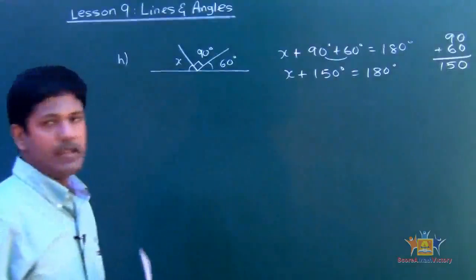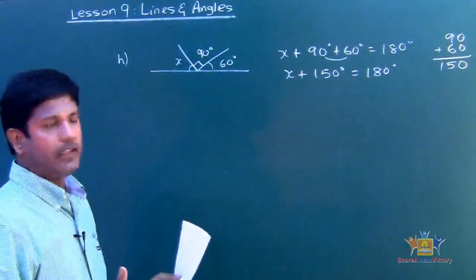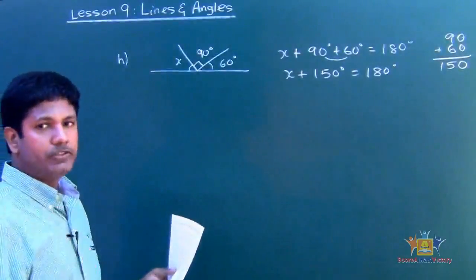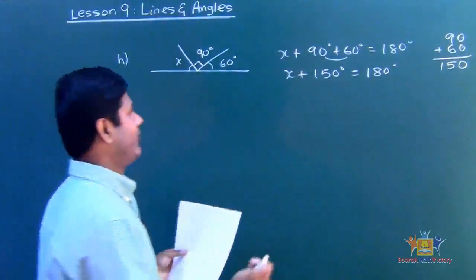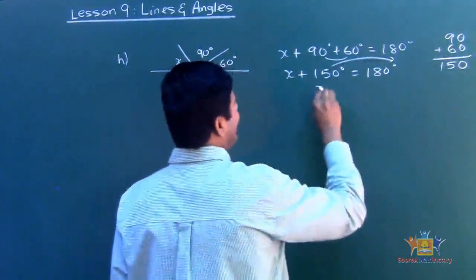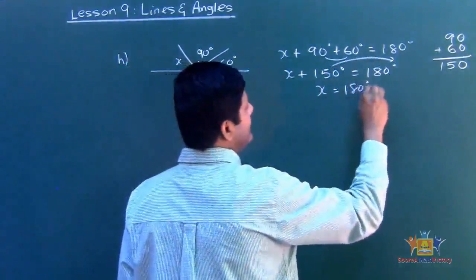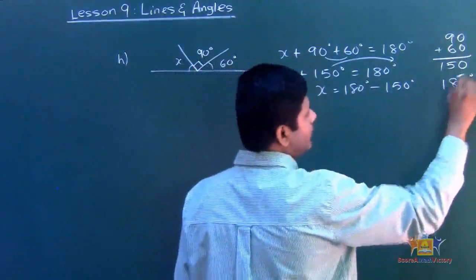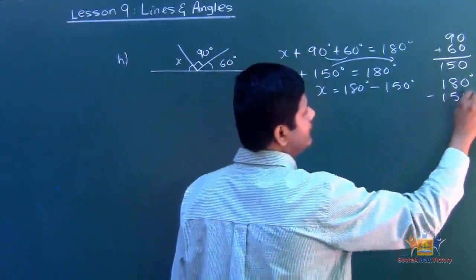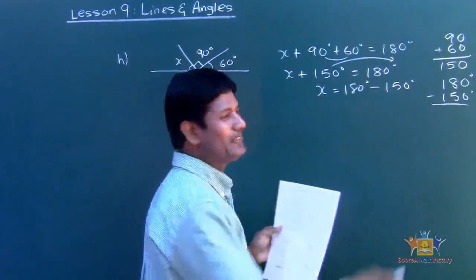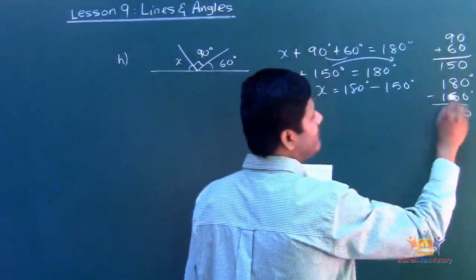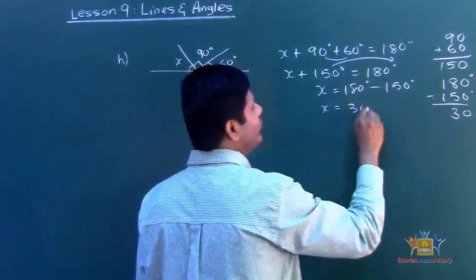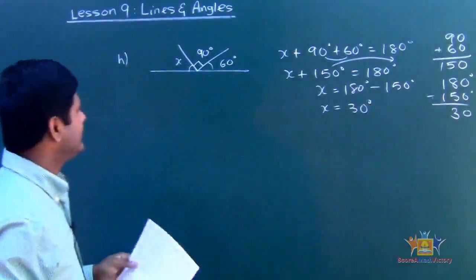And I'm looking for what? x. Who's got to go? 150. And what's 150 doing to x? It's adding, so crossing the bridge becomes subtraction. Alright, so 150 is going to cross the bridge. So x equals 180 minus 150. We're going to line it up. Never try to solve it in your head like this. Line them up. So 0 minus 0 is 0, 8 minus 5 is 3, 1 minus 1 is 0. That means x equals 30 degrees. Alright, x equals 30 degrees.